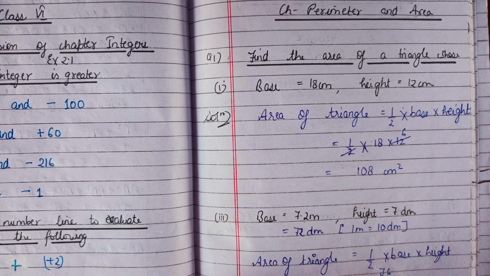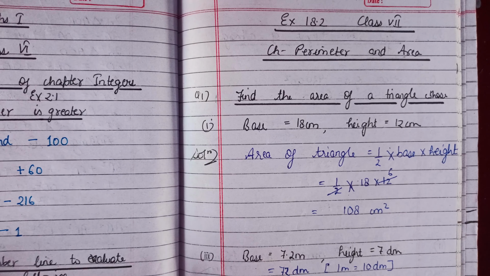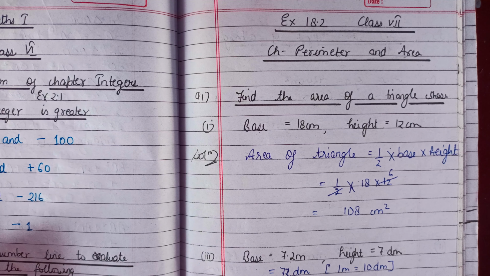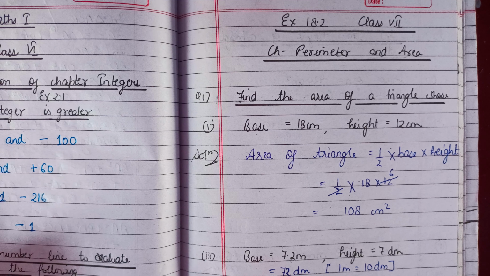Students, chapter number 18, perimeter and area. Now today we have to start with exercise 18.2. 18.2 covers the topic related to the area of a triangle.